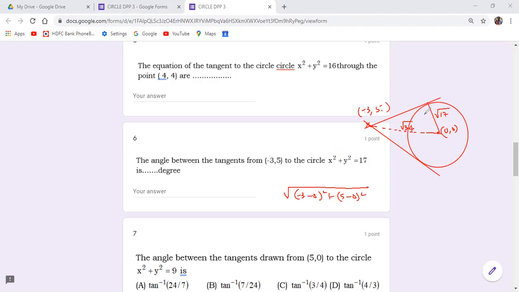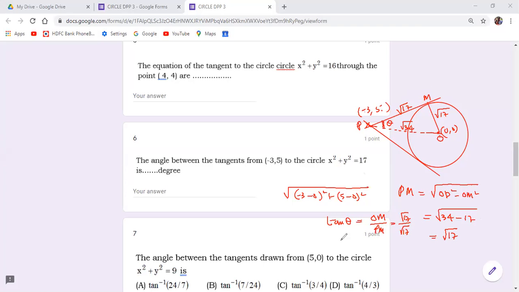Okay. Then what is the hypotenuse? This hypotenuse. How do you get this? Let's say this is P, M, O. So PM by Pythagoras theorem, OP square minus OM square. So root of 34 minus 17. That is also √17. Now tell me, what is this angle? Tan theta is OM upon PM, which is √17 upon √17. That is 1. So theta is 45.